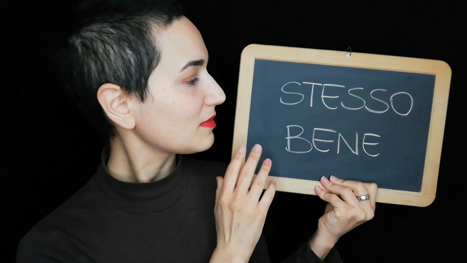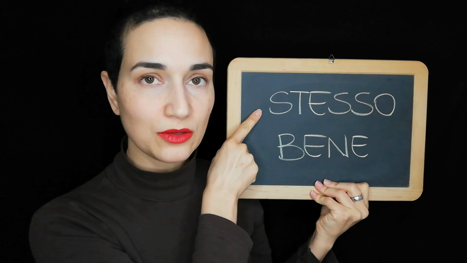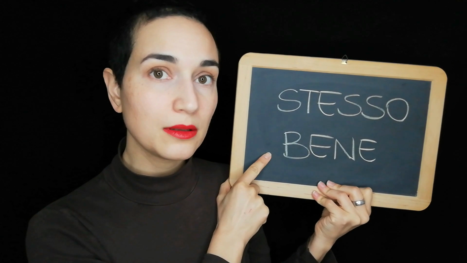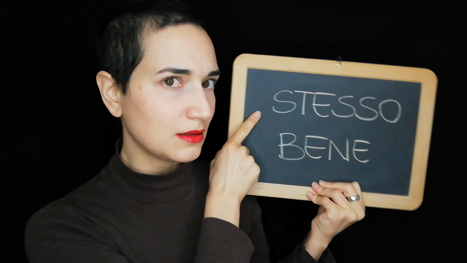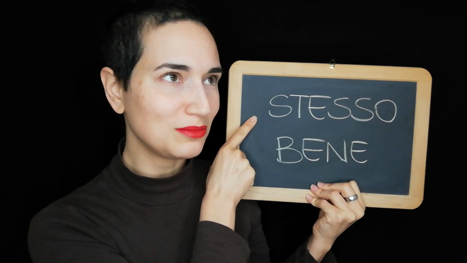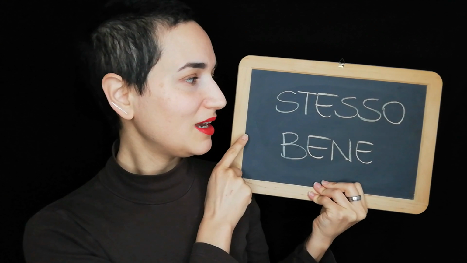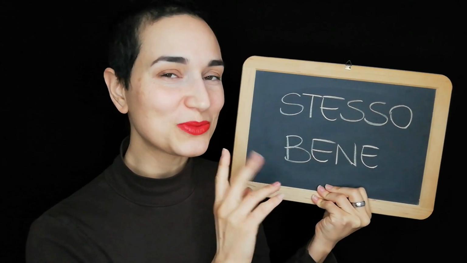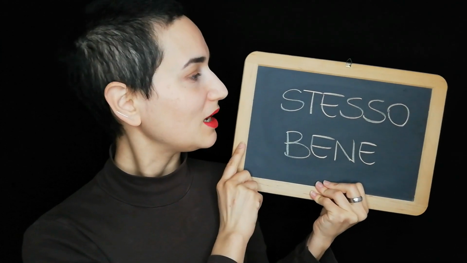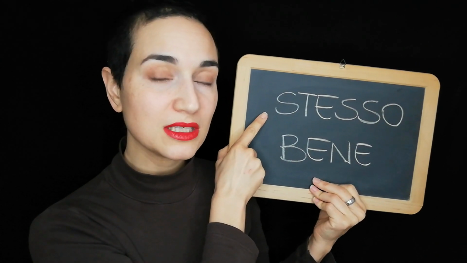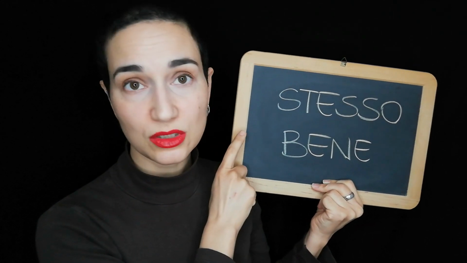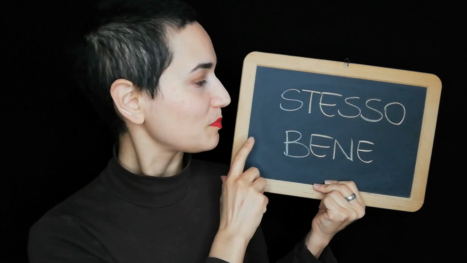Here we are. This word is pronounced stesso, and this word is pronounced bene. Now I think this should be stesso, but I'm not sure. It could be also stesso, and that I don't really know Italian RP. I think it should be stesso. Stesso means the same place, lo stesso posto, and so on.